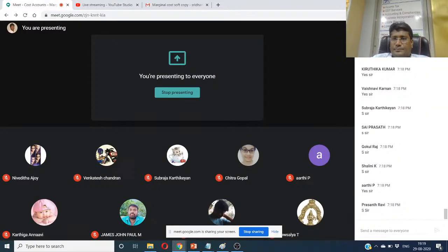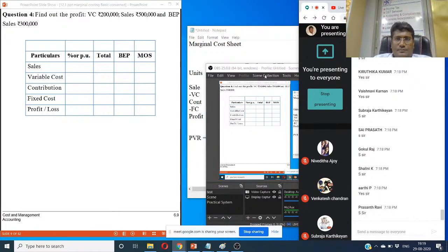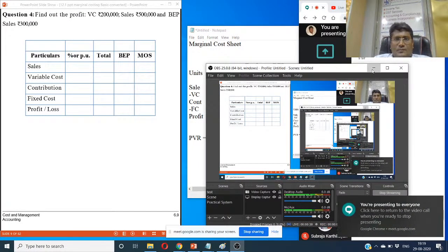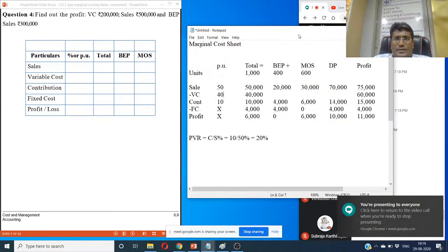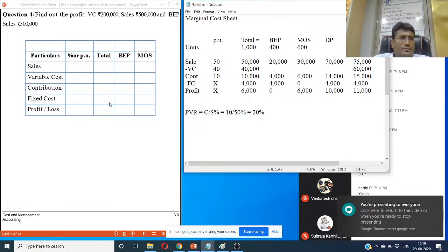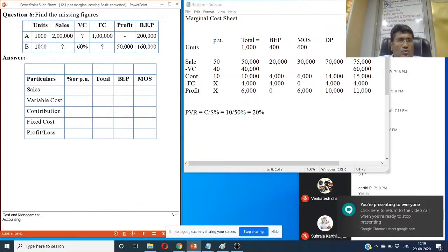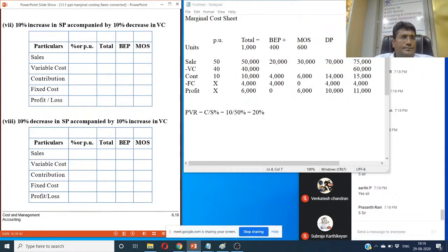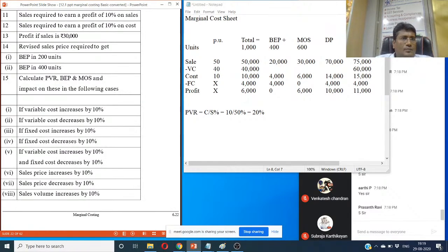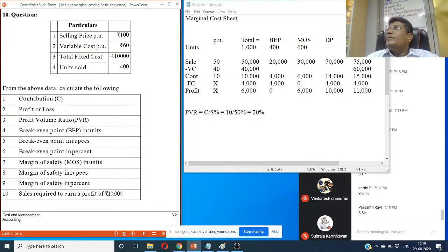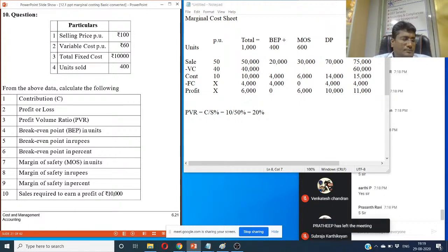Okay. Let me just get all the things arranged. So question number 10. The question number 10 is the lengthiest one. Let's see here. So one second.